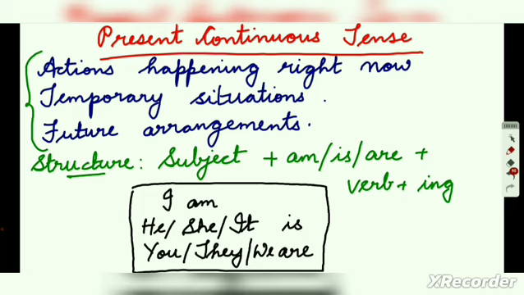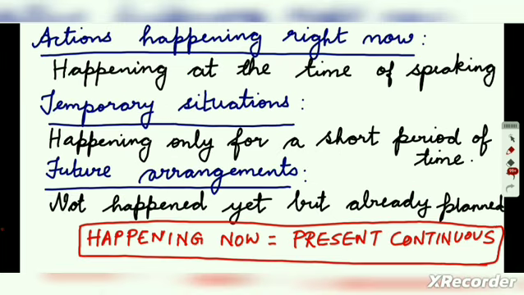Okay. And when to use which one? If I is the subject, you use am. He, she, it, we use is. You, they, we, we use are. So this is the structure of the present continuous tense. Now let's see its use one by one.